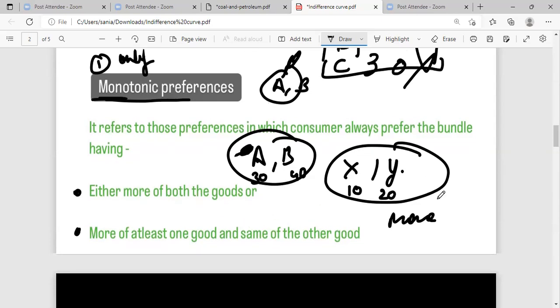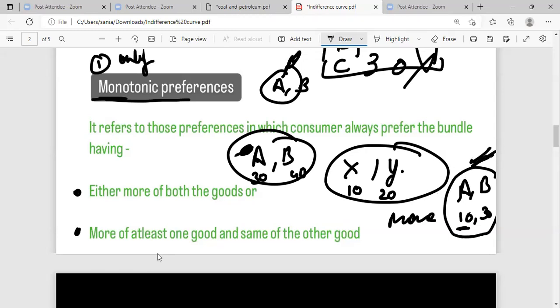Now, the second situation can be, for example, you are getting A and B. Right? So it's like, for example, you are getting 10 and 30. So over here, what are you getting? More of at least one good. Right? For A, you are getting the same. But at least for Y, you are getting more. Here you are getting 20, but here you are getting 30. So you will again choose this bundle.